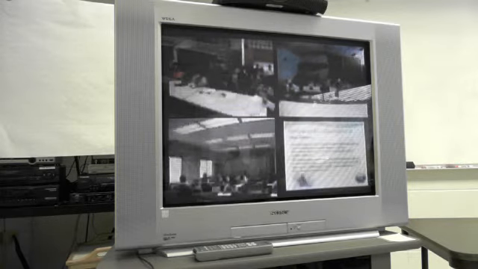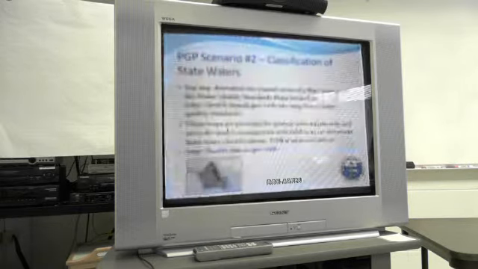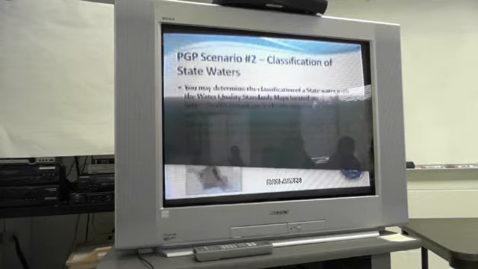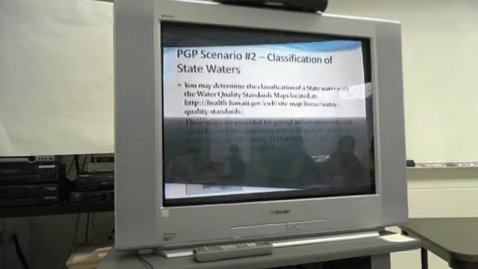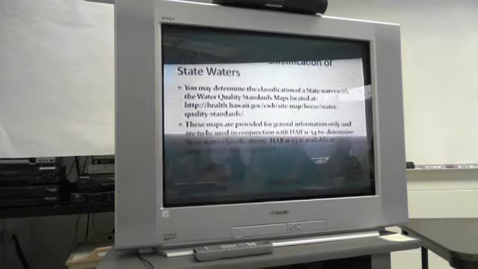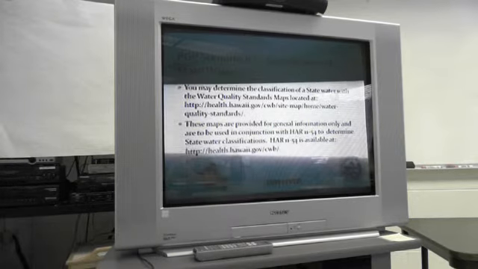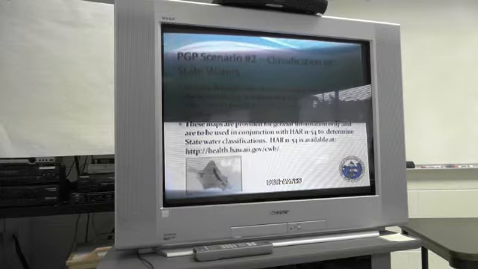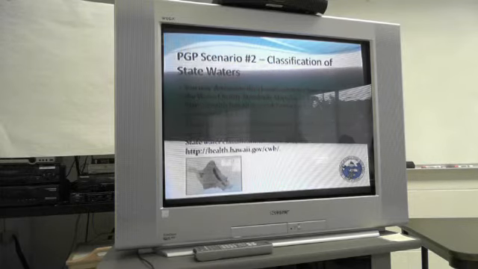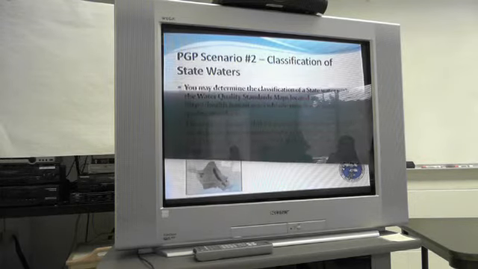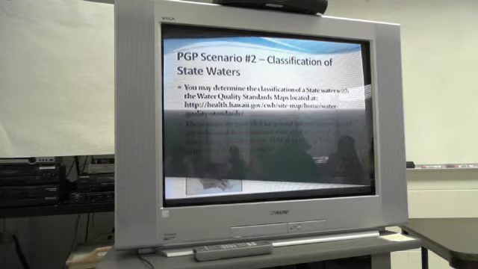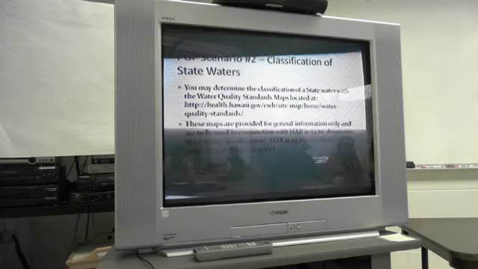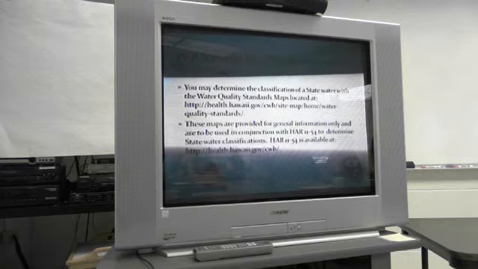You may determine the classification of a state water with the water quality standards maps. These maps are provided for general information only and are to be used in conjunction with HAR 11-54 to determine the state water classification. HAR 11-54 and the water quality standards maps are available on the Department of Health Clean Water Branch website. The web address is shown on your screen.